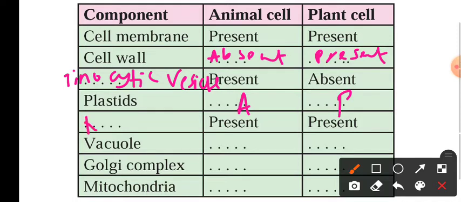Then here we can write nucleolus, which is present in both the animal cell as well as the plant cell. Vacuoles are absent in the animal cell, present in the plant cell. Golgi complex is absent in the animal cell, present in the plant cell. Mitochondria is present in both. So these are the components we studied in the earlier standard. So we have completed that now.